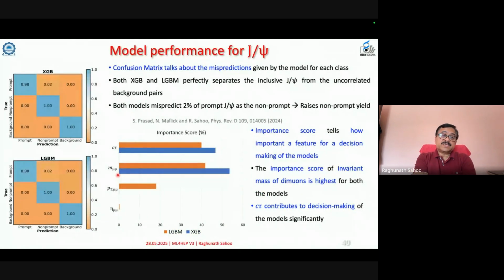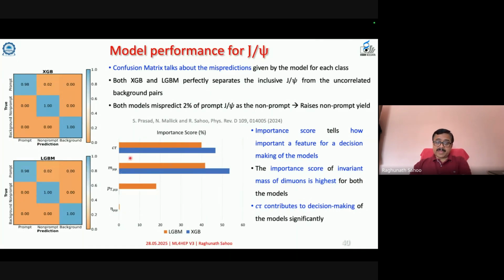With this, we studied the confusion matrix, which talks about the predictions given by the model. We took both LGBM and XGB here, and we found that the prediction versus true agreement is 98%. There is a 2% mismatch, like wrong prediction of prompt versus non-prompt, happening in the model. And when we study the importance score, we found that the invariant mass plays an important role in predicting prompt versus non-prompt. And the next one is c tau. So these are expected from the properties of the decay topology of these particles.